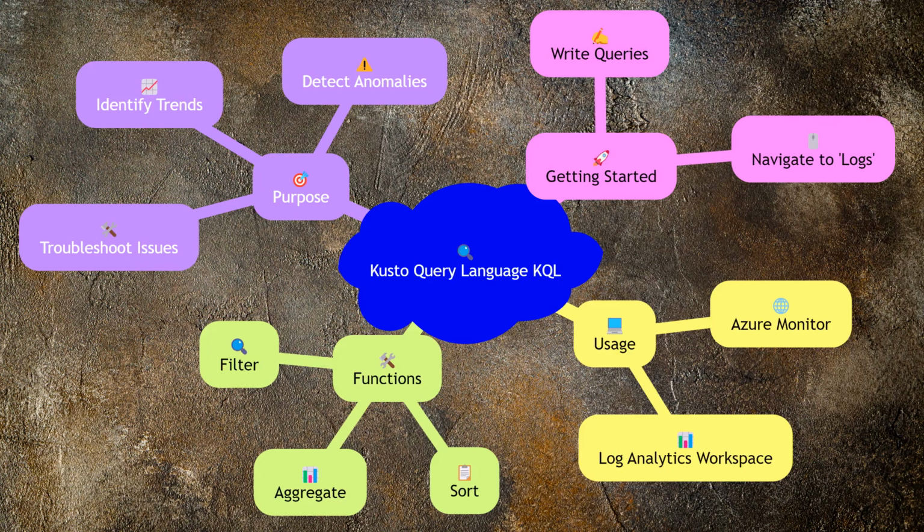Kusto Query Language (KQL) is used to query log data in Azure Monitor. It is a powerful tool for analyzing and visualizing log data. To use KQL, navigate to your Log Analytics workspace in the Azure portal, select Logs, and start writing queries. KQL allows you to filter, sort, and aggregate log data, making it easier to identify trends, anomalies, and issues in your environment.